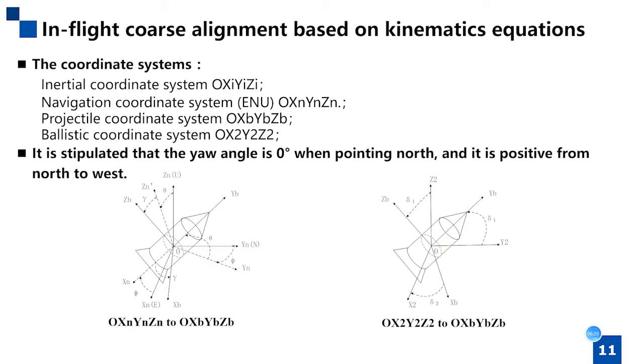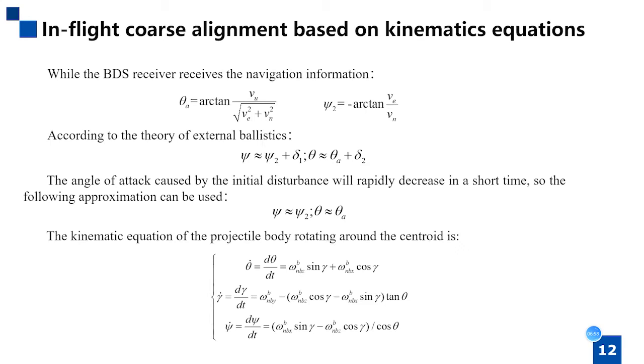Firstly, we need to clarify the relationship between some coordinate systems: the initial coordinate system, navigation coordinate system, projectile coordinate system, and the ballistic coordinate system. Picture 1 and Picture 2 give the relationship between the coordinate systems. At the same time, it is defined that the yaw angle is 0 degrees when pointing north, and it is positive from north to west.